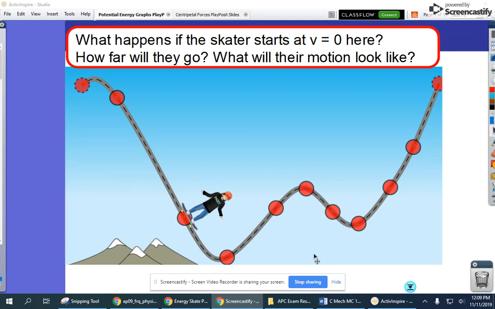So let's start off with this little question. Here I have a skater on a very interesting ramp. And the question is, what happens if I start the skater out at rest right at this point? If I plop them down there and let them go, how far will they go? And what will their motion look like? Where will they stop? Where will they turn around, etc.?